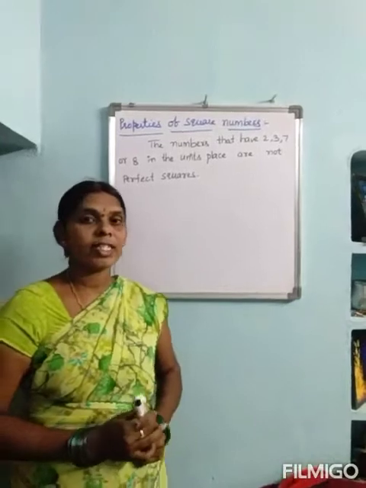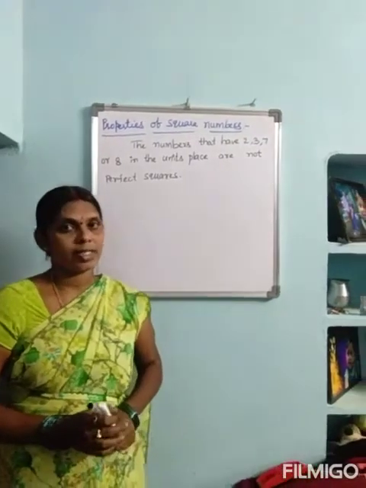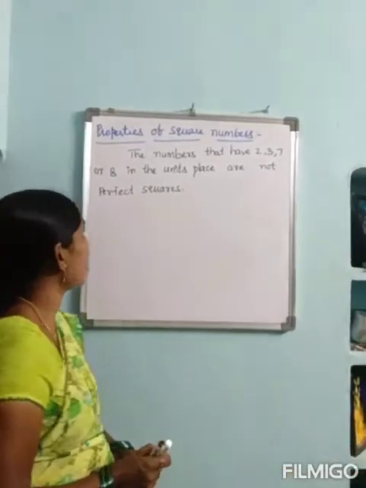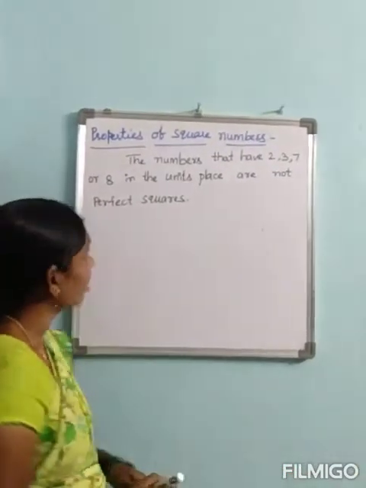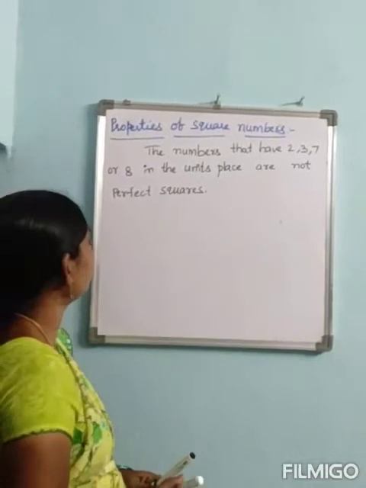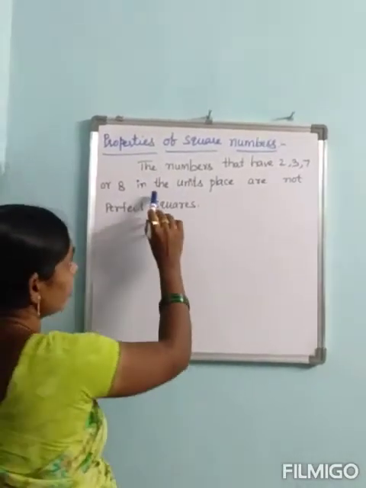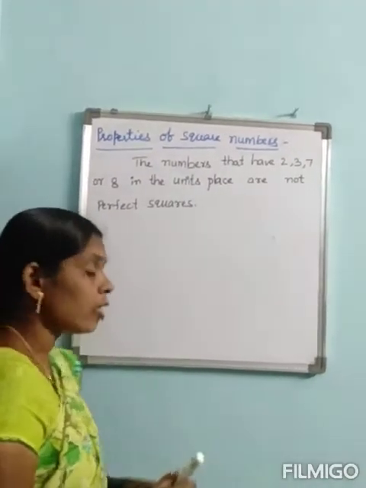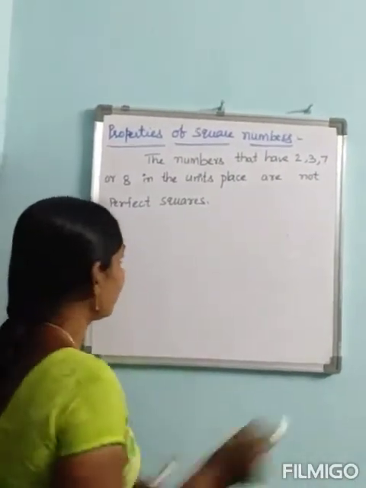Last class we discussed square numbers. Today we have to discuss the properties of square numbers. See here, the numbers that have 2, 3, 7 or 8 in the units place are not perfect squares. Okay, so let me recall perfect squares.